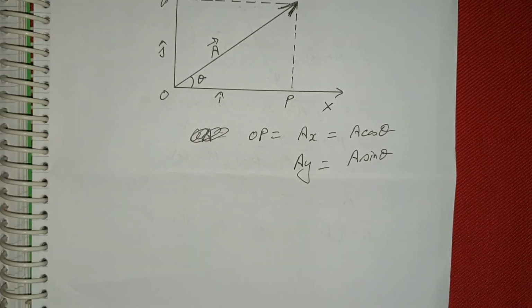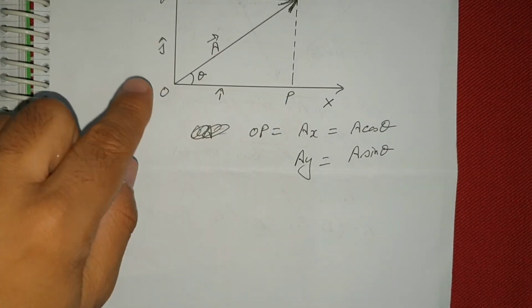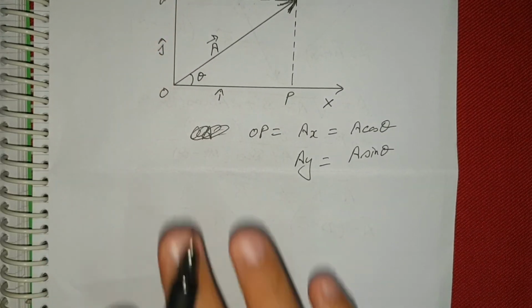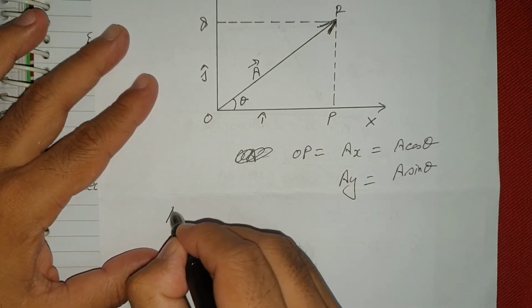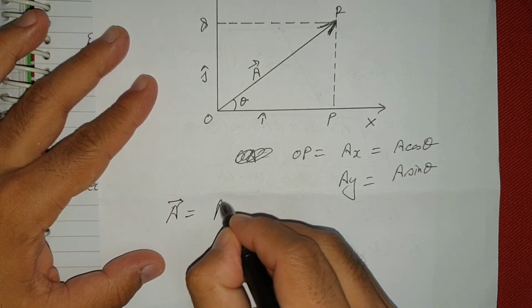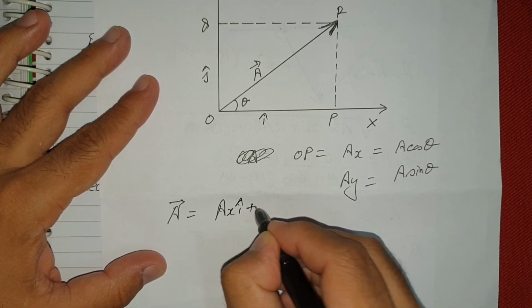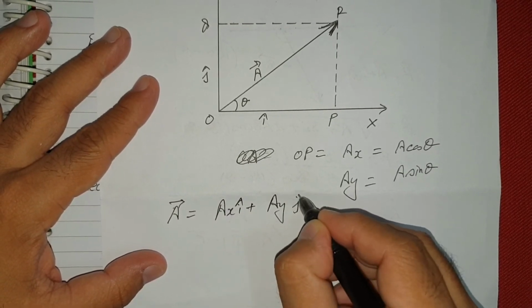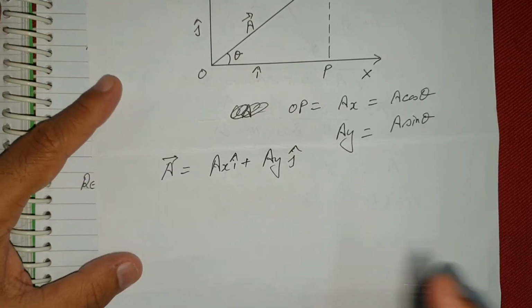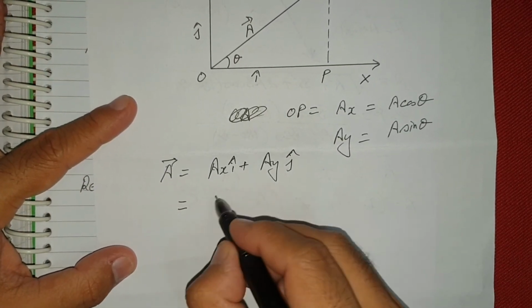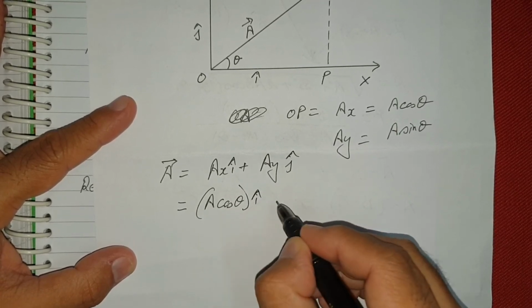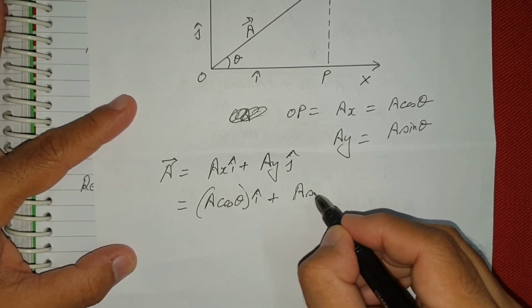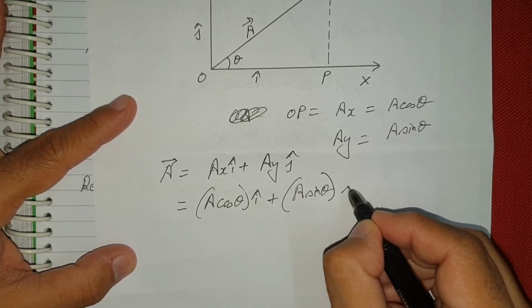Similarly, i and j are the unit vectors along the x-axis and the y-axis. So to write vector A, this will be Ax i cap plus Ay j cap, or vector A can be written as A cos theta i plus A sin theta j.